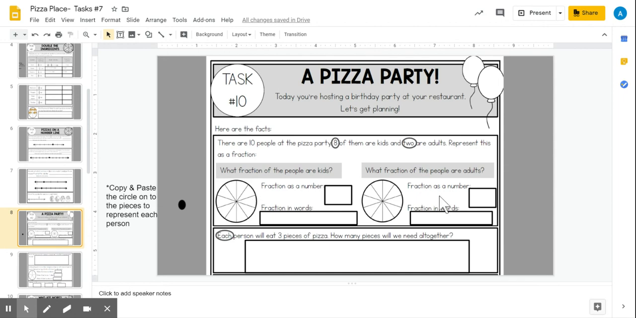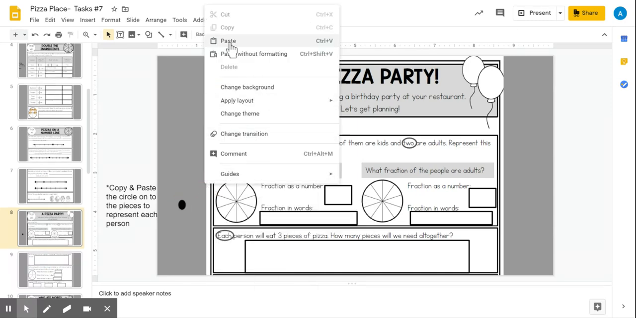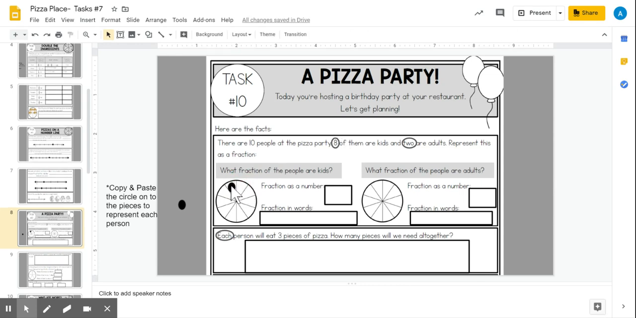And they want you to represent each fraction. So I put this dot here. And remember, it says what fraction of people are kids. So you're going back up, and I see that it says 8 of them are kids. You don't have to do this, but if you need the visual representation, I suggest you right click, make your copy, right click, make your paste, and then put these dots on your circle to represent those 8 kids. So you're going to do 1 here, 1 here, 1 here, all the way to you have 8 filled up.